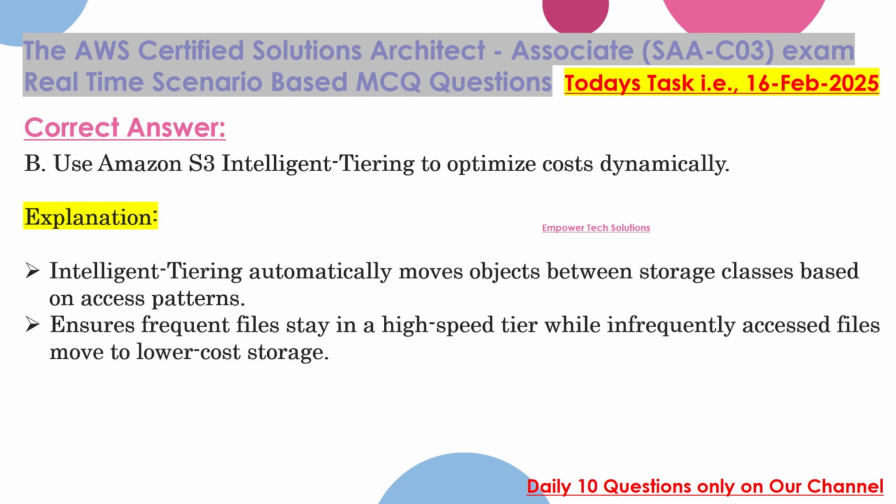Correct answer: B. Use Amazon S3 Intelligent-Tiering to optimize costs dynamically. Explanation: Intelligent-Tiering automatically moves objects between storage classes based on access patterns. Ensures frequent files stay in a high-speed tier, while infrequently accessed files move to lower-cost storage.